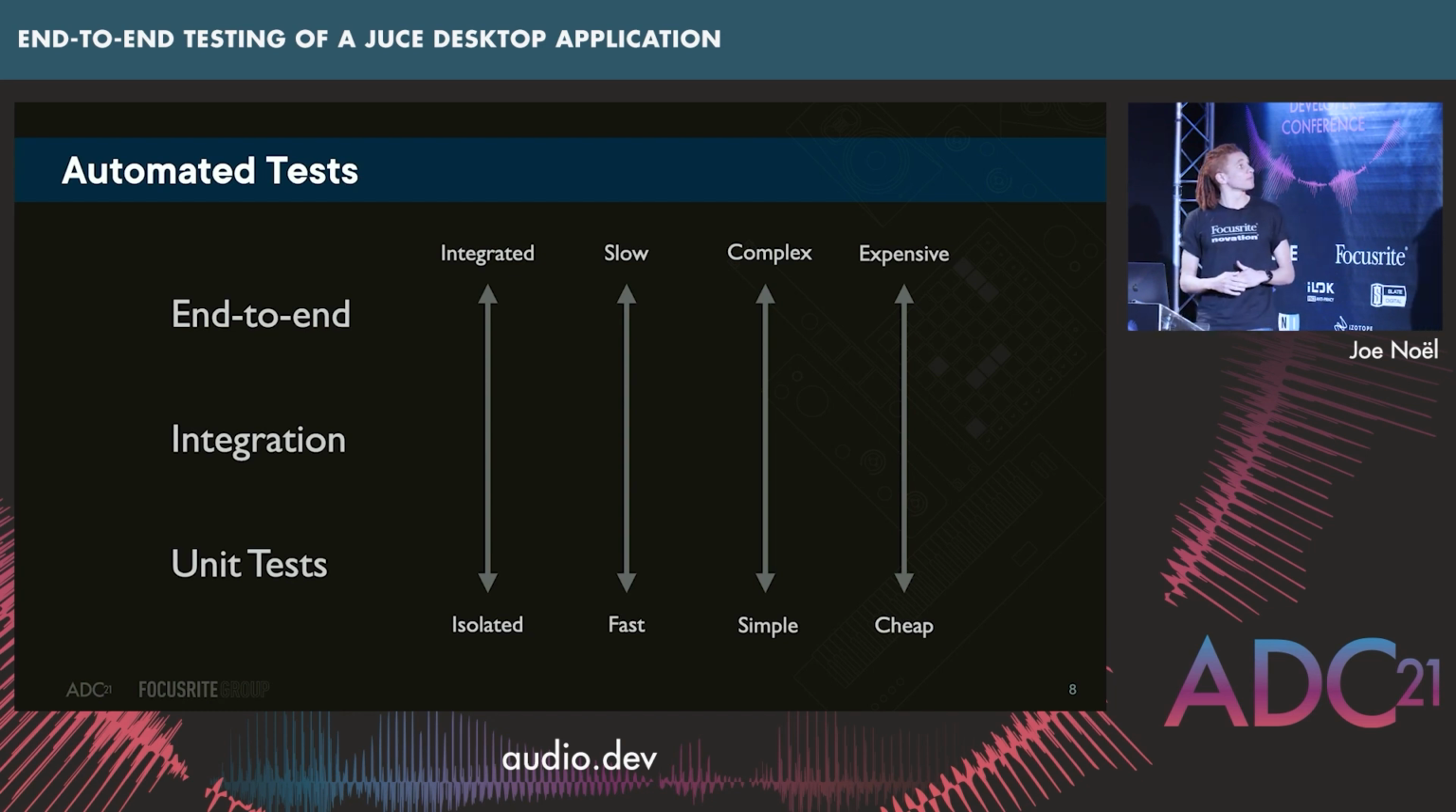At the top, end-to-end tests, we're kind of integrating everything. We've got our whole system there. And that's going to make it a lot slower because we have to start up and shut down our whole system every time. It also makes them much more complicated. If a test fails, where's the problem? And it also makes them more expensive. The longer they take to run, the more expensive it is.